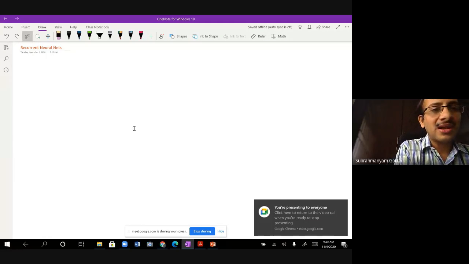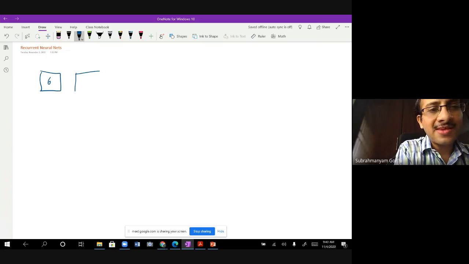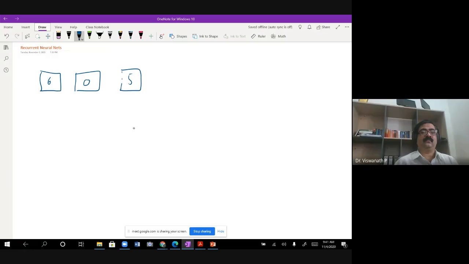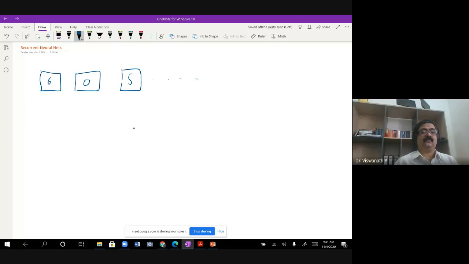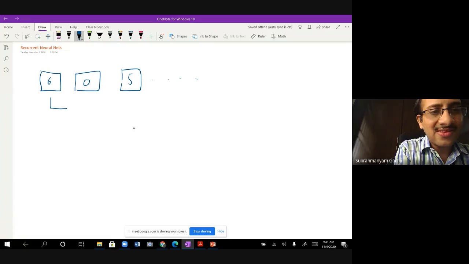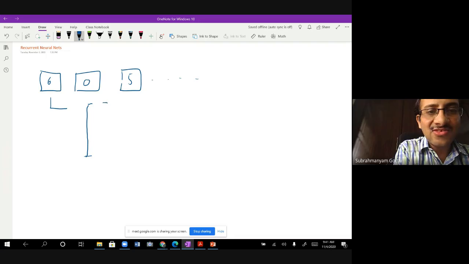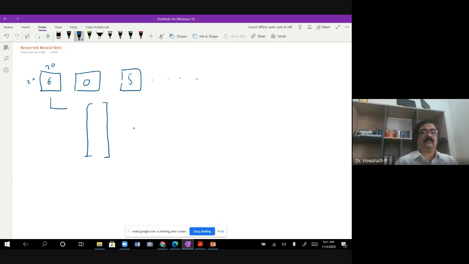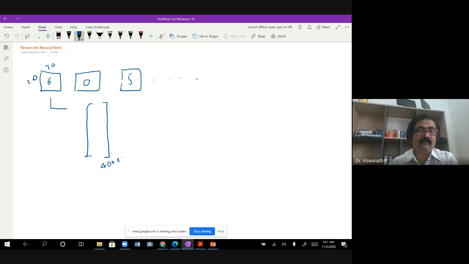Let me coin a specific problem then. Assume that I have some images of digits. This may be 6, this may be 0, and this may be 5. I have several digits. My task is, given any of these digits, I can vectorize it. Say this digit is 20 cross 20 pixels in size. When I vectorize, the dimension will be 400 cross 1. Do you agree or not?